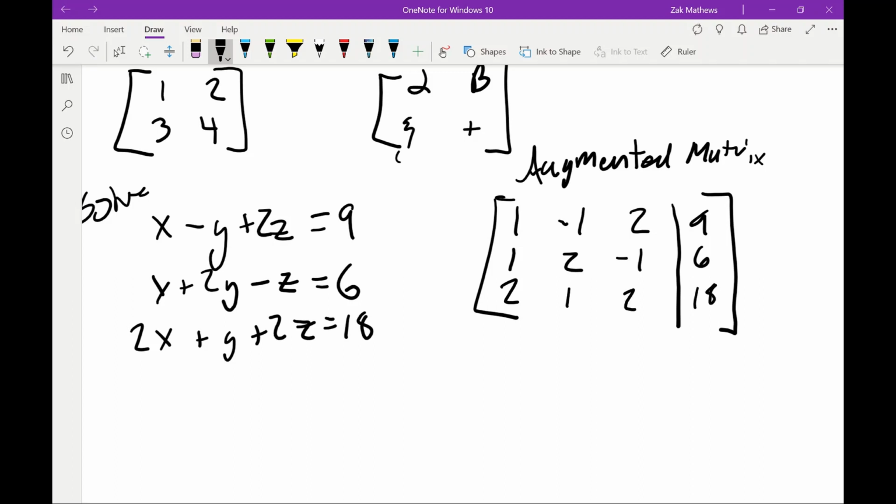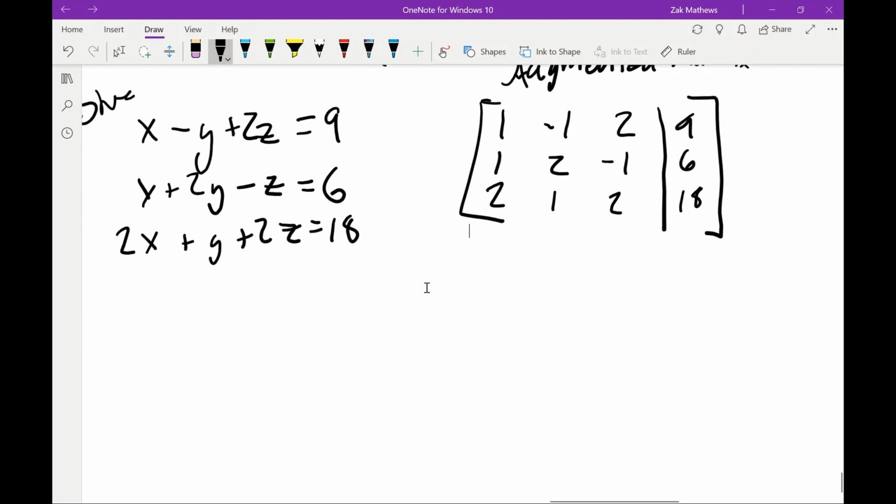The thing we want to make sure of is that everything's set up correctly before we put it into the table. So all our x's, y's, and z's are correctly on the left-hand side, correctly arranged, and then the constants on the right-hand side. So now we're going to use the matrix to solve our system. And our goal is going to be to get to a point where our matrix looks like this.